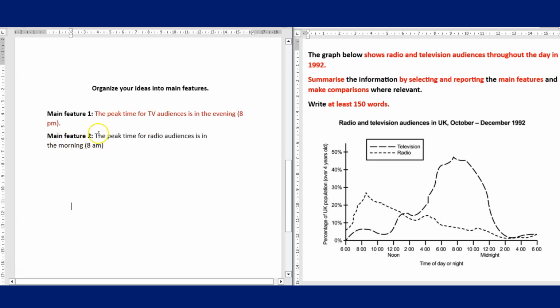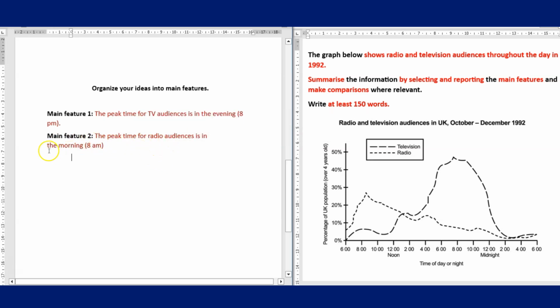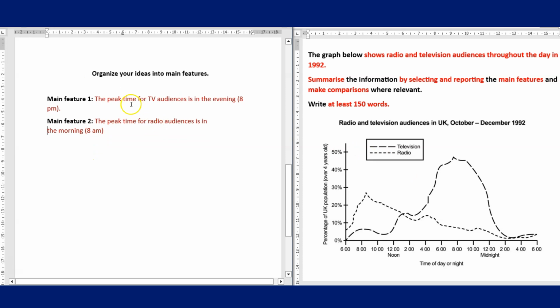And then the second main feature is that the peak time for radio audiences is in the morning. So that's what we'll also be using here. Okay, so we've got this one and then that one, since it covers both of them, and now we have the two of them, so we can use it. All right, so now we've organized our ideas, and we've got two of them, and this is the time we're going to use them to write our essay. We start with the introduction, overview, and then we write our two main features. Okay, so let's go and use these two ideas to write our essay.